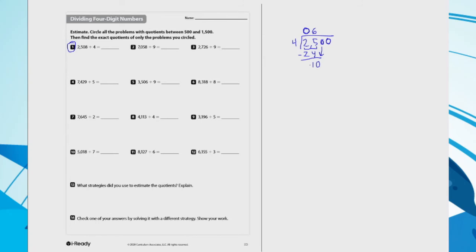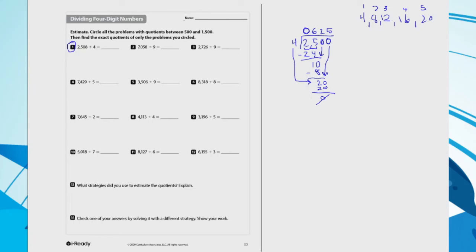And then we have 4 going into 10 how many times? Well, at least 2, right? Because 2 times 4 equals 8. We'll put that down here below our division. So 10 minus 8 equals 2. And then we're going to drop this last 0 down next to our 2. And 4 goes into 20 how many times? So skip counting by 4s. 4, 8, 12, 16, 20. 4 goes into 20 1, 2, 3, 4, 5 times. Because 5 times 4 equals 20.